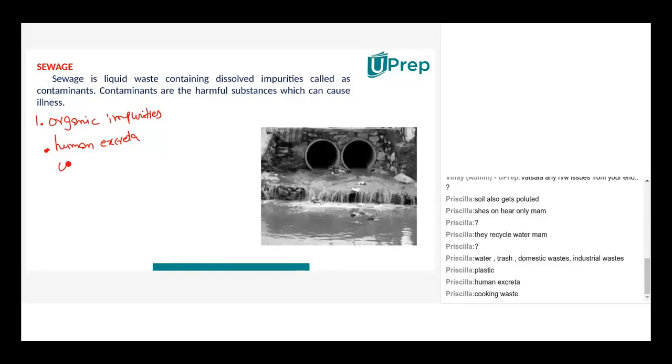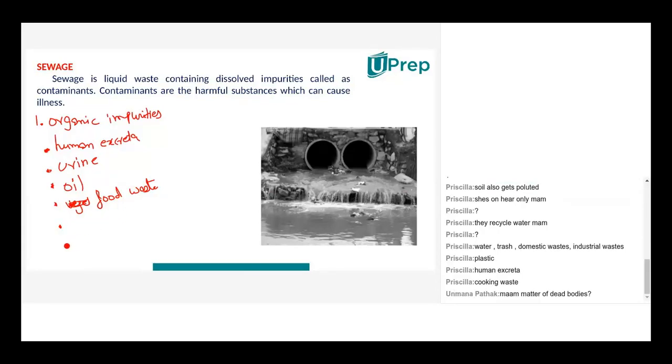It will have urine in it, both animal as well as human urine, right? It can contain certain oil, because there is waste water going from the kitchen sink also. It can contain some vegetables, or maybe some food waste. For example, liquid food like dal, curry, gravies, which come out from the kitchen drainage normally.